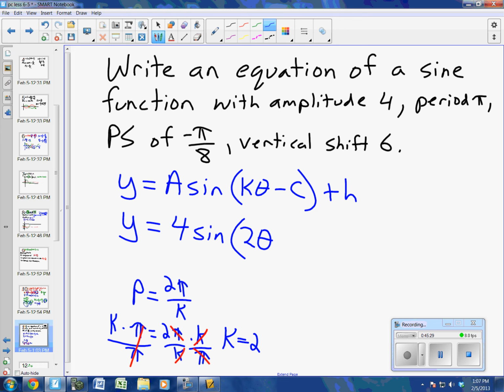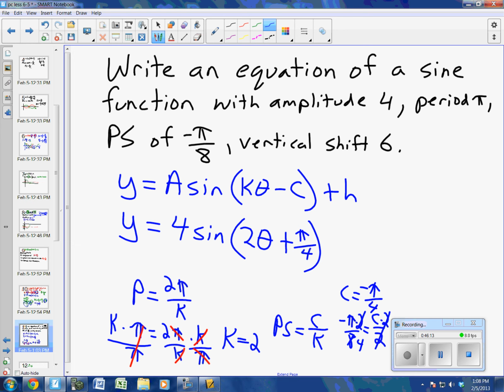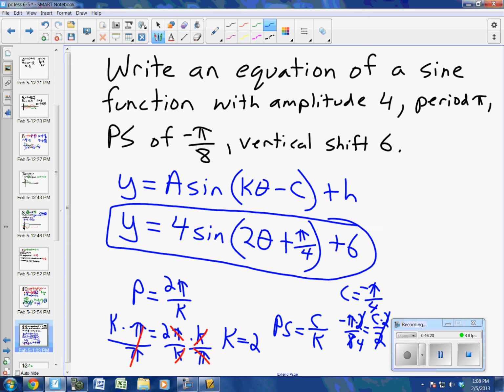Now, I need to find c. Well, I know the formula. Phase shift equals c over k. I know what phase shift is. What is phase shift? Negative pi over 8. So I have negative pi over 8 equals c divided by 2, because we know k is 2. What am I going to do to solve for c on that one? Times both sides by 2, right? And 2's cancel out here, and 2 will go into 8 4 times. And so what do I get c to be? Negative pi fourths. And we're minusing a negative pi fourths, so that makes it plus pi fourths, right? And then the last part's easy. Vertical shift is 6. Add 6. And that right there, you guys, is how you find an equation given those 4 things.